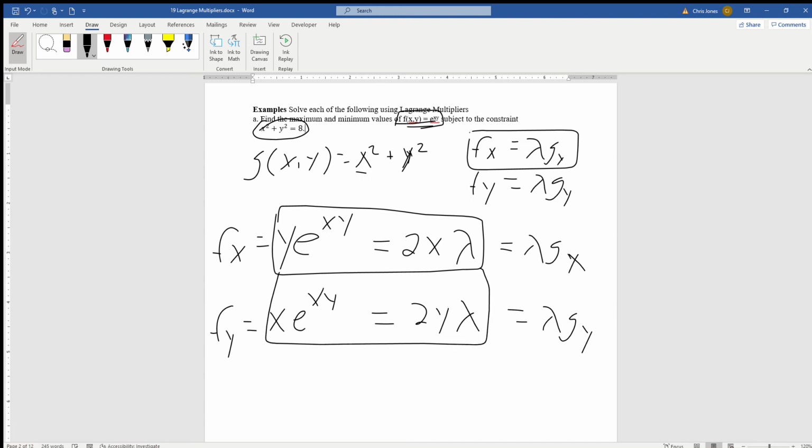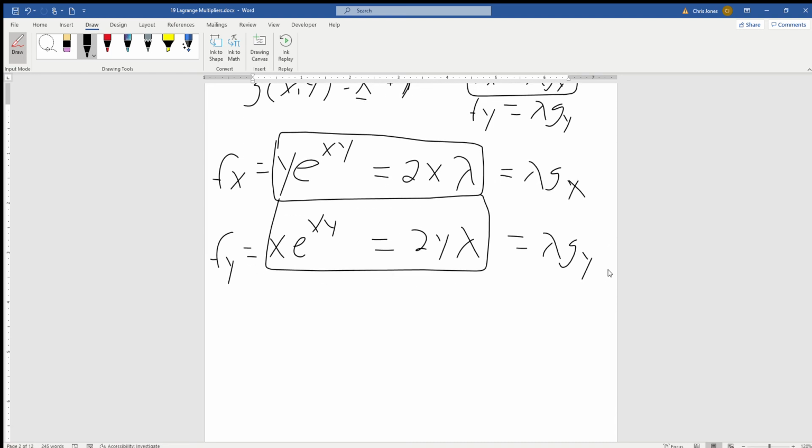And what we get is a system, just like we did before. So how do we solve this system? Well, there's a number of ways to do this. One thing that we notice that's common between the two is lambda, so we could solve for lambda and then substitute. We could do that fairly easily. We could solve for e to the xy and then substitute. So let's just solve for lambda in fx.